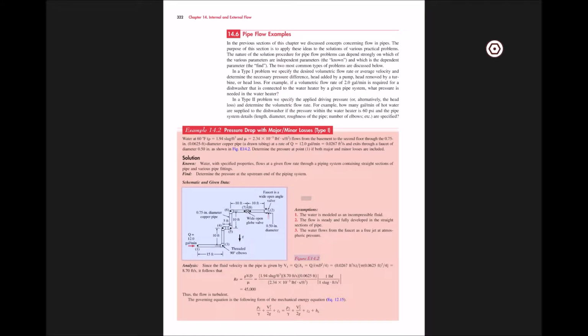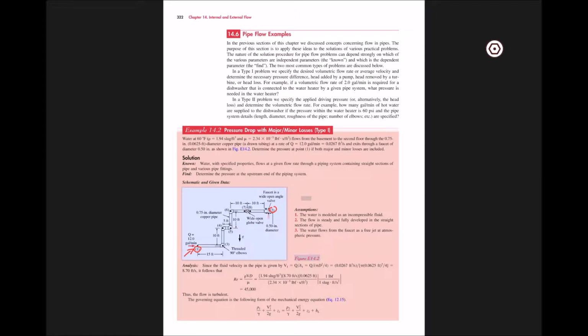Alright, example 14.2, page 322. We have a hydraulic circuit. We are given the length of all the pipes, what type they are, and how those pipes are connected. We are given the flow rate. We are asked to calculate the pressure at the entrance point. So what we do, we fix point 1 and point 2, with point 2 at the exit.